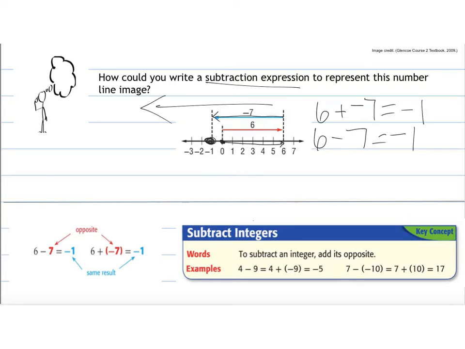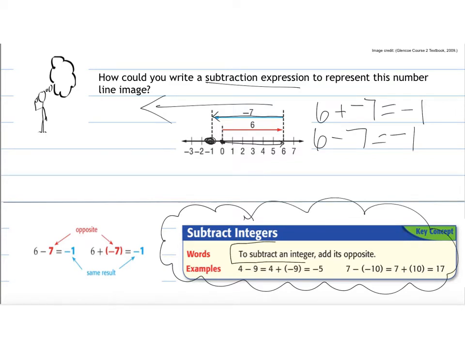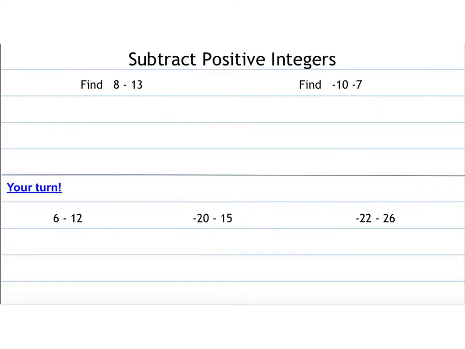So to subtract an integer, we add the opposite. So write that down. To subtract an integer, we add the opposite. So 6 minus 7 is negative 1, which is the same as adding negative 7. See how we just change that to an addition and make that negative. So let's look at some examples.